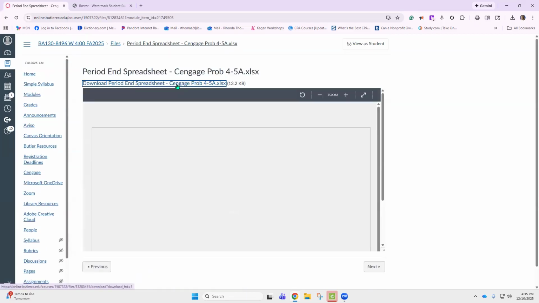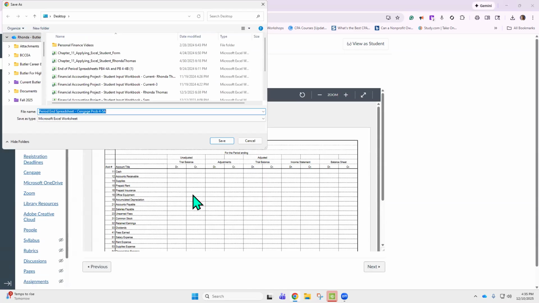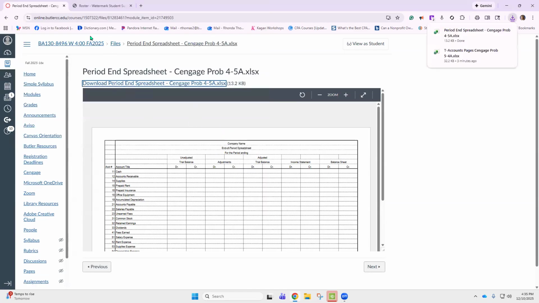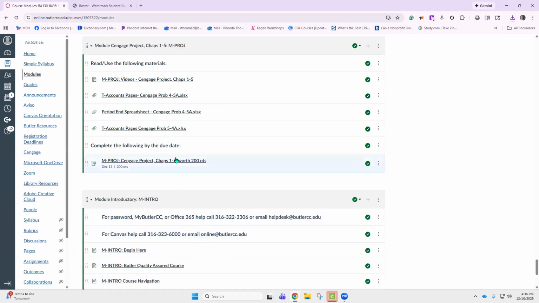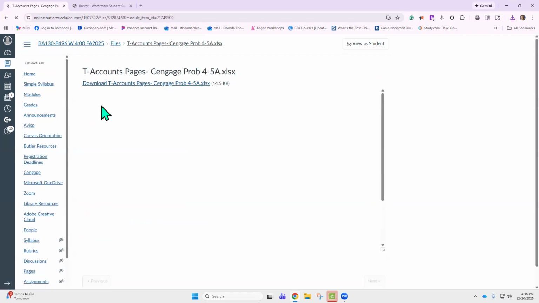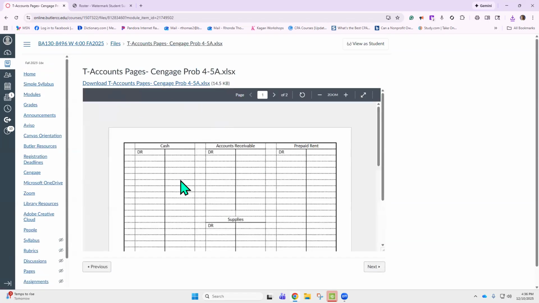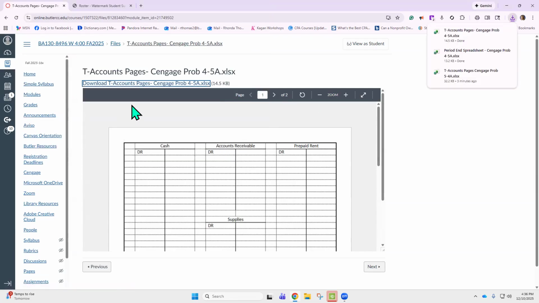So you would just download these onto your computer. I'm going to download them anyway, so I can show you how, to make sure everybody knows how to do that. You just click on the little paper clip. The little paper clip indicates a file, and you just click on it and save it to your desktop or wherever it is that you normally save things.